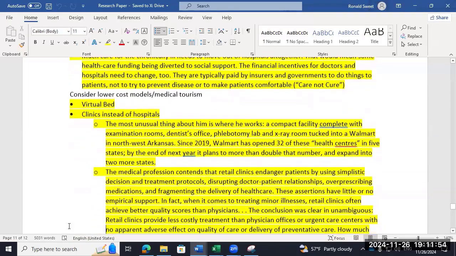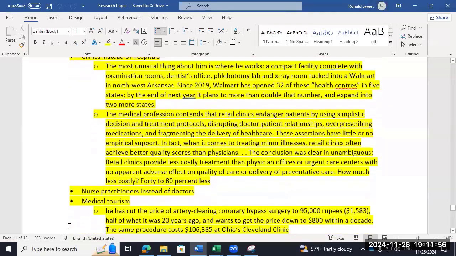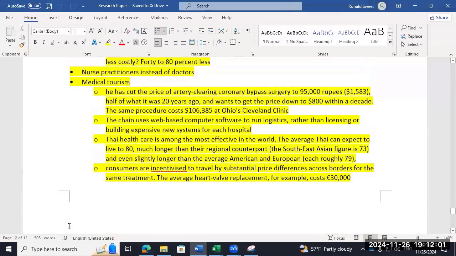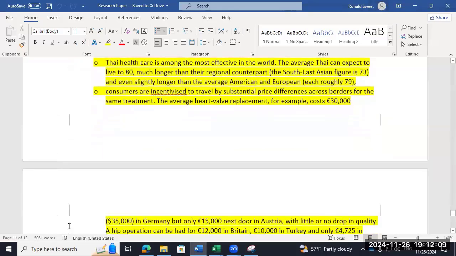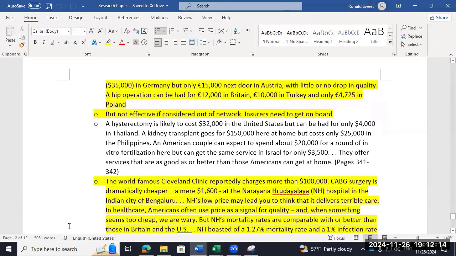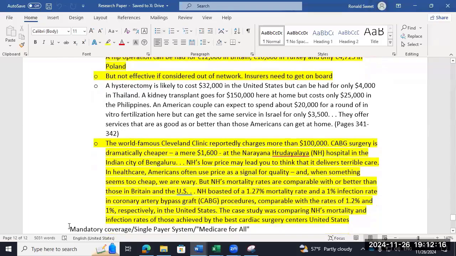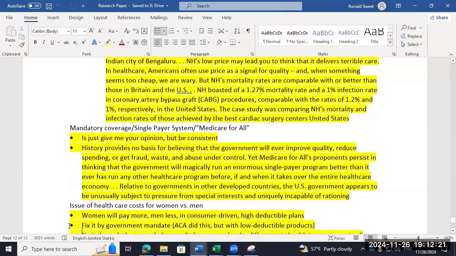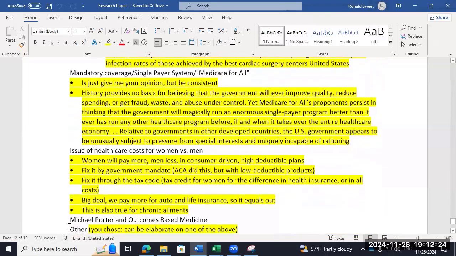Lower cost models, we did quite a bit there. Remember, when I give five or six examples, usually like medical tourism, you can usually use one or two and be good. I kind of went overkill every time I saw something. Yep. So that's the whole thing. All right. So that's it.